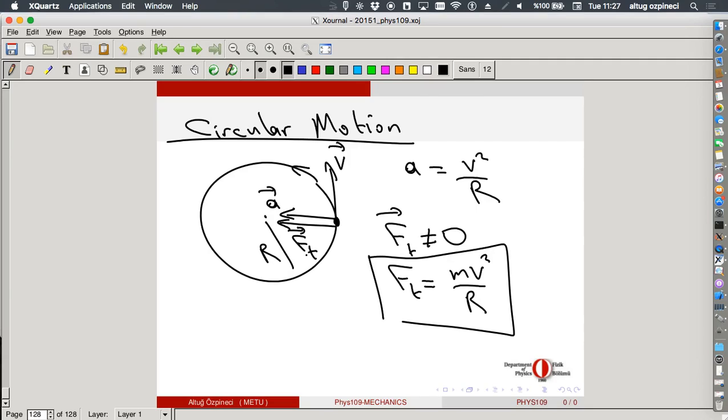Okay, so any last minute questions? Not on this one. I just wanted to mention this one, but about the drag force, about the friction.